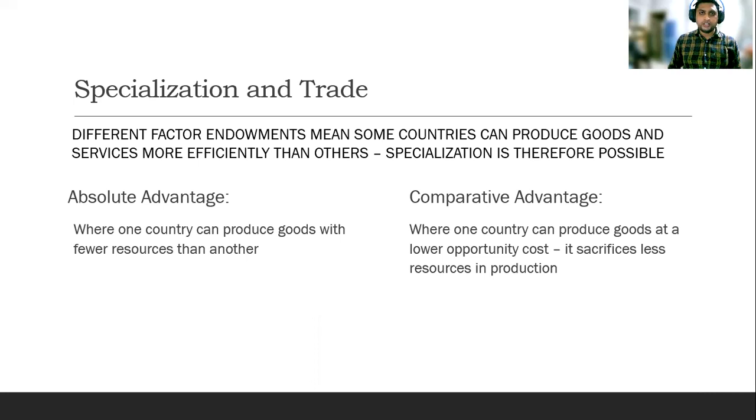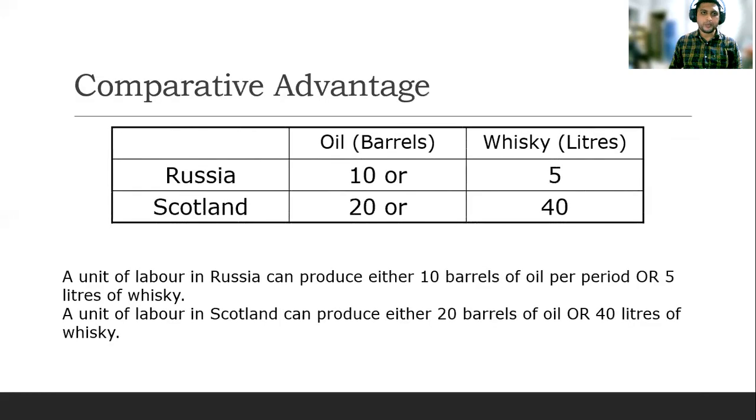Differences in factor endowments mean some countries can produce goods and services more efficiently than others. Specialization is therefore possible. There are two advantages of specialization and trade. One is absolute advantage, where one country can produce goods with fewer resources than other, and another is comparative advantage, where one country can produce goods at a lower opportunity cost. It sacrifices fewer resources in the production.